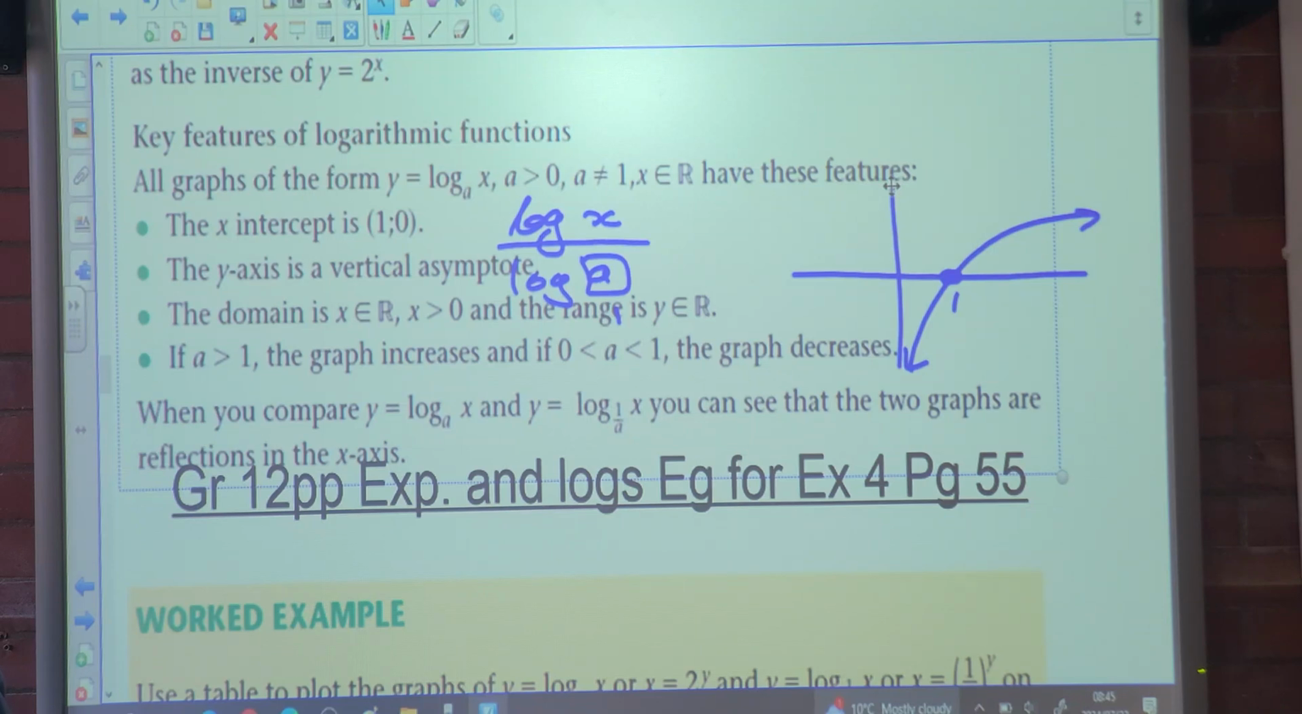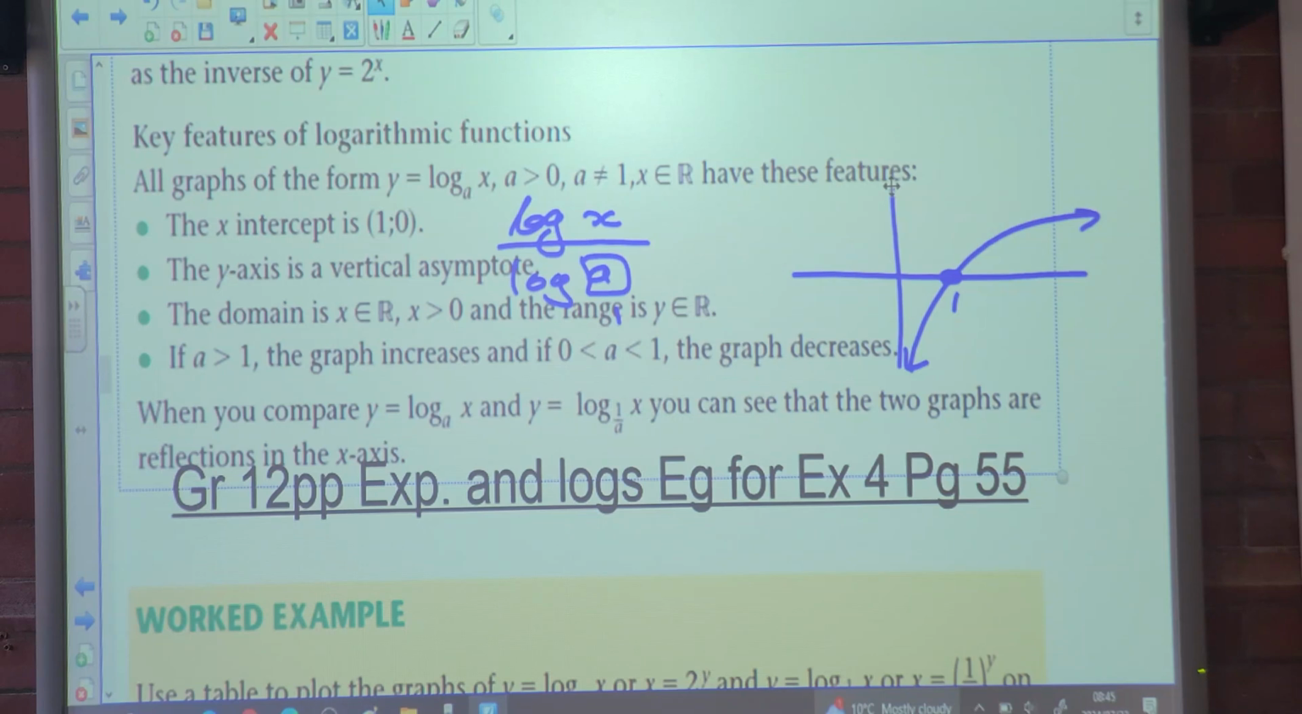The x-intercept is (1, 0), the y-axis is a vertical asymptote, the domain is x is greater than 0, and the range y is an element of all real numbers. If a is greater than 1, which is positive, the graph is increasing. And if it's between 0 and 1, the graph is decreasing.